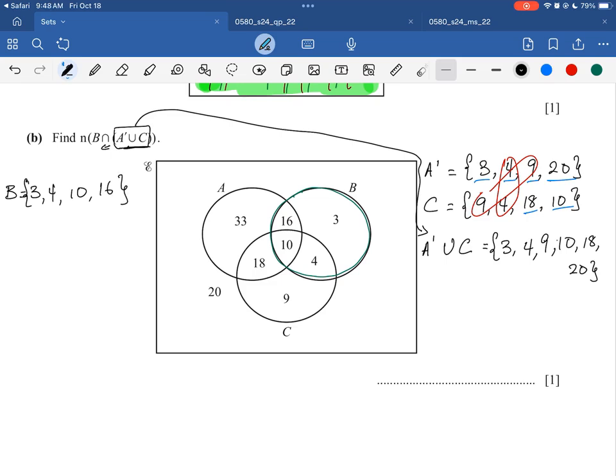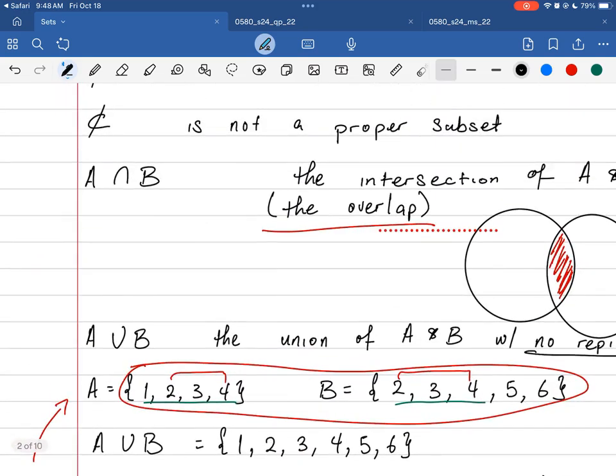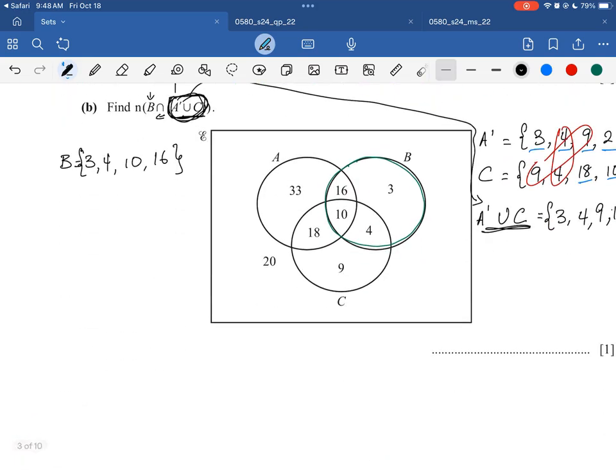Now the question says B intersect this whole thing. And we've already found this whole thing as one set. So where does B overlap this? Because remember, intersect means overlap. What numbers do you find in the overlap of B and A union C? Let's say this is D or something, right? This whole thing, D, is A union C. So where do you see the overlap of B and D?